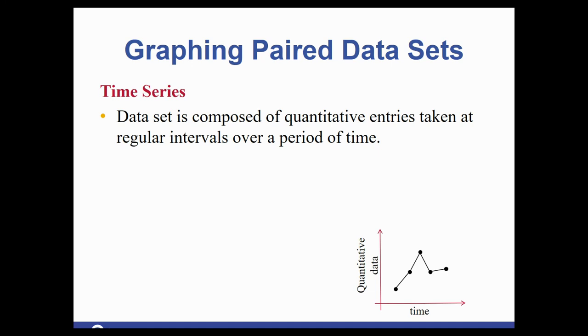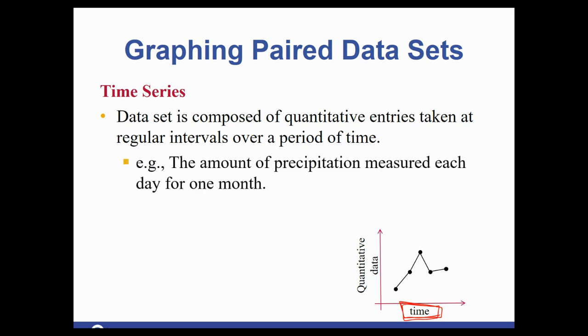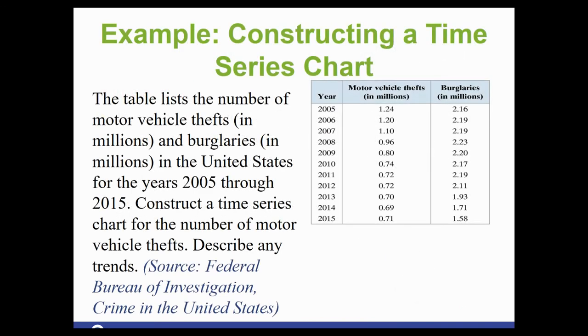Another type of graph we make is time series. A data set is composed of quantitative entries taken at regular intervals over a period of time. The big thing is that time is your x. So for example, the amount of precipitation measured each day for 1 month. Use the time series chart to graph.